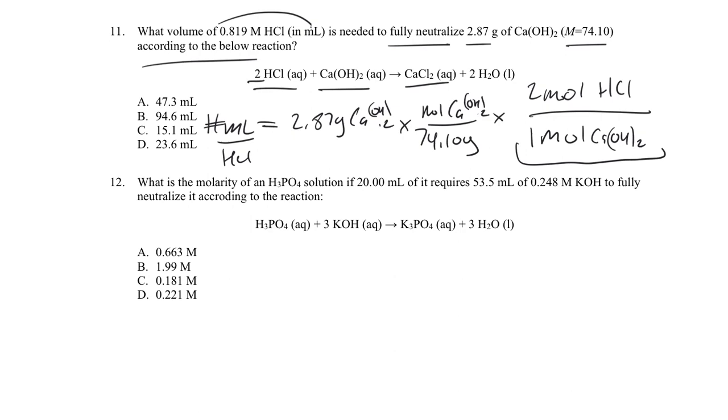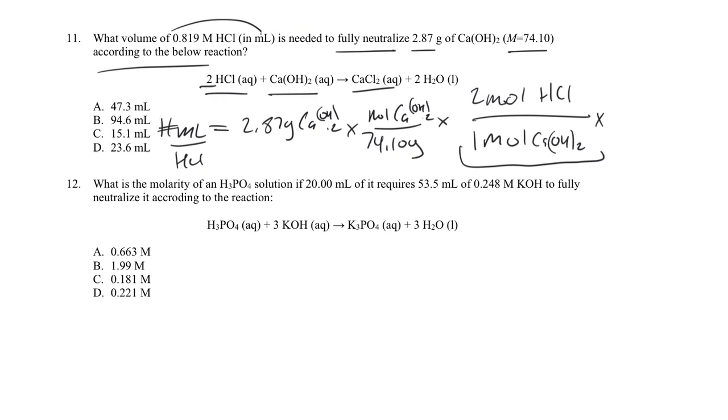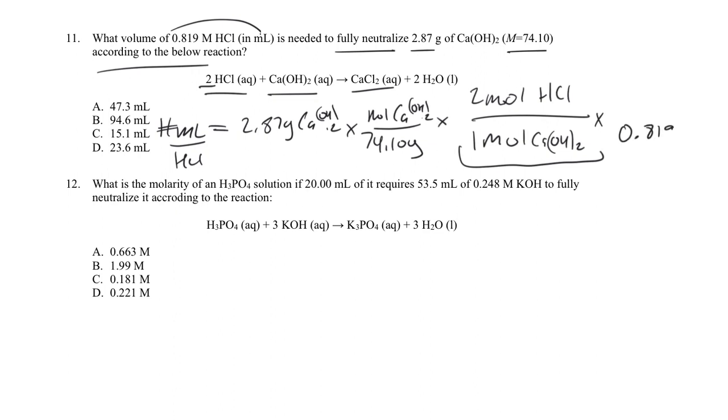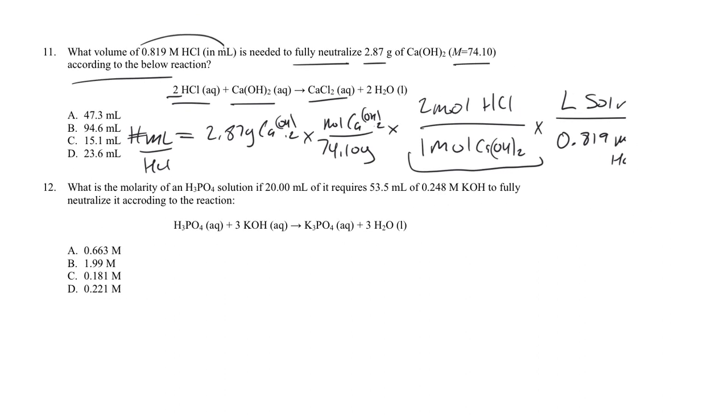So we're just using the coefficients in our reaction, and then we can divide by the molarity. Why do I divide by the molarity? Well, let me write it out. It's 0.189 moles of HCl per liter of that solution. And we want the milliliters of that solution, so let's do one more step. Let's multiply this by 1 liter of solution is 1,000 milliliters. So 2.87 divided by 74.1, that's just the moles of calcium hydroxide present. For every 1 mole, I need 2 moles of HCl, so times 2. And I'm delivering it at 0.189 moles per liter, so divide by 0.189. And then times 1,000 to go to milliliters. So I get 94.6 milliliters.